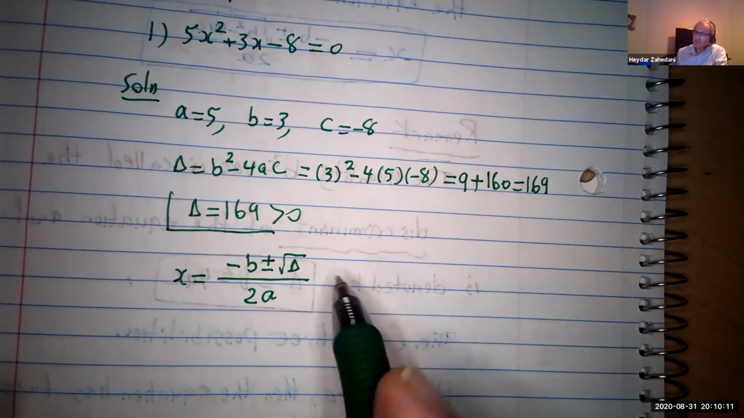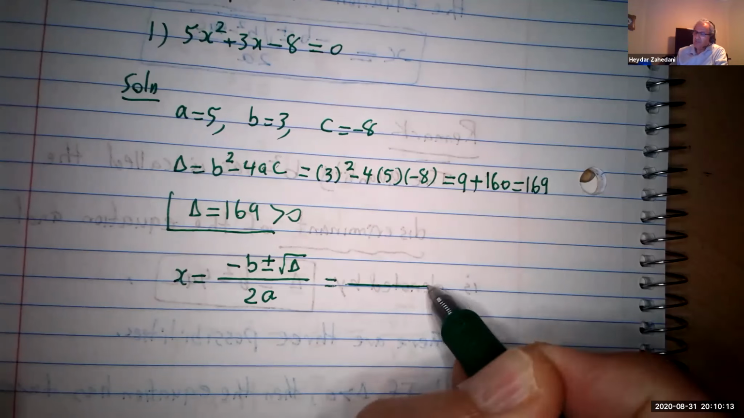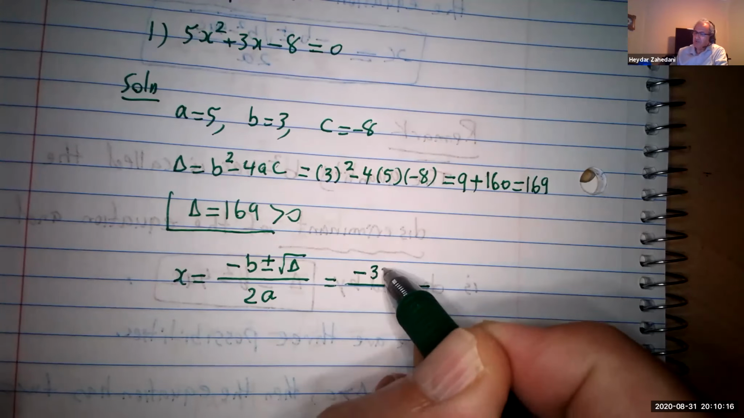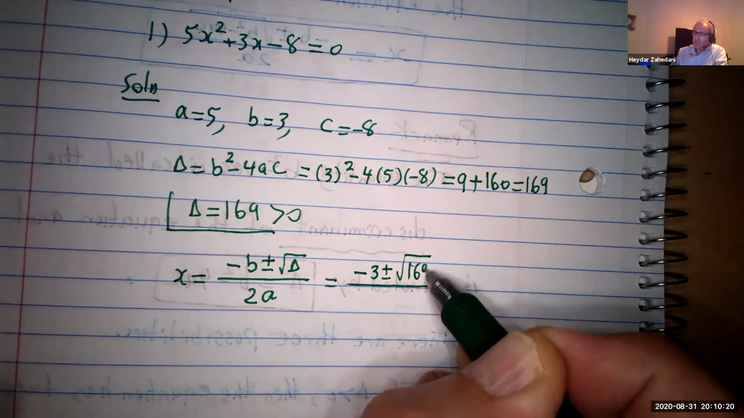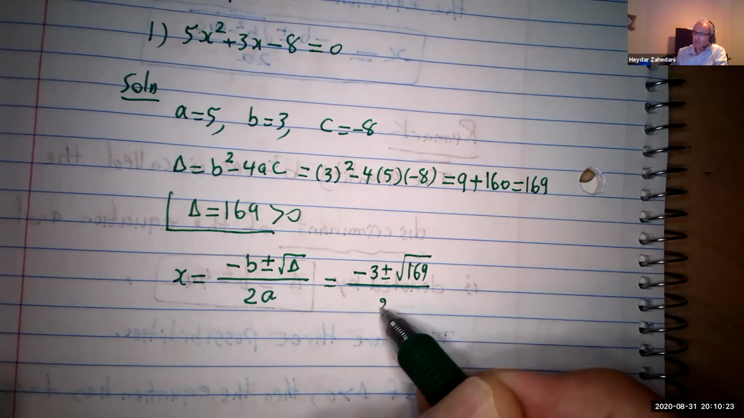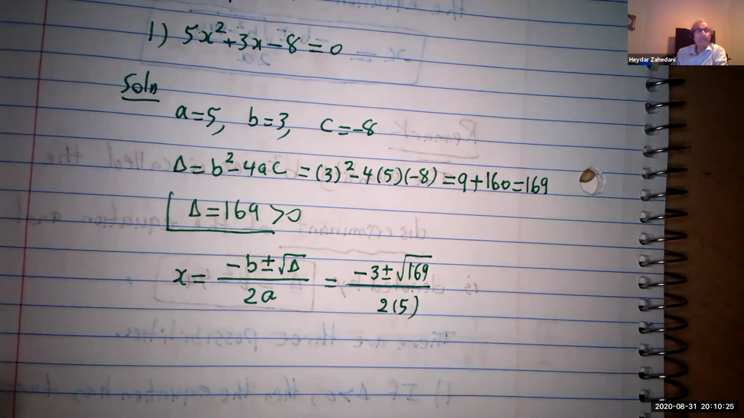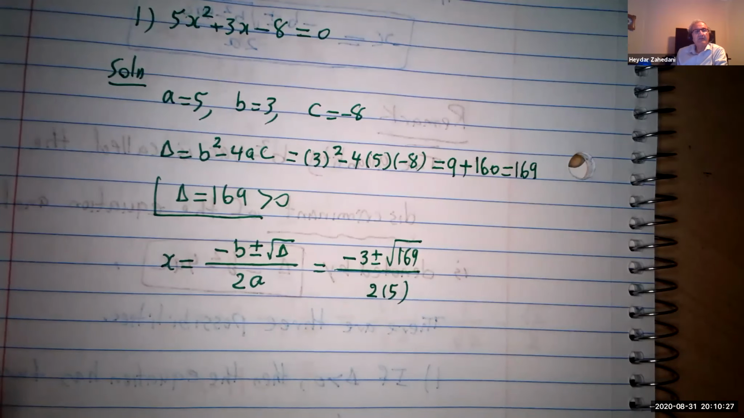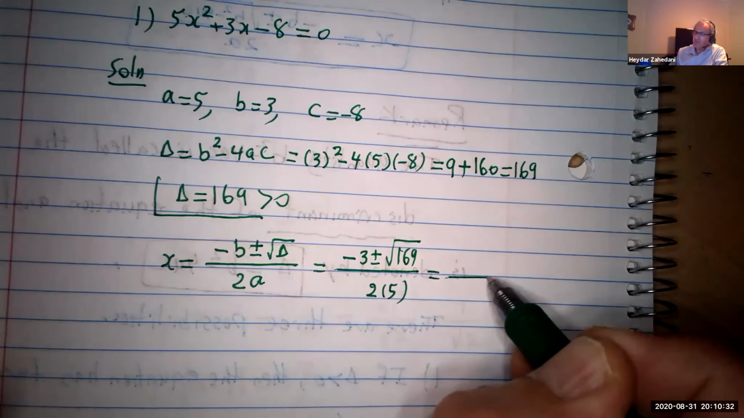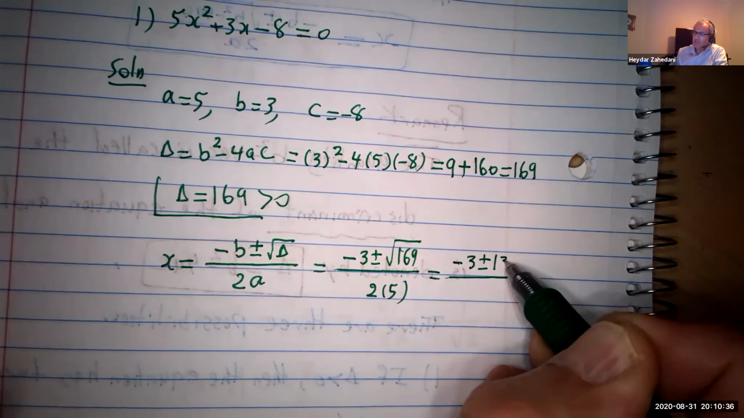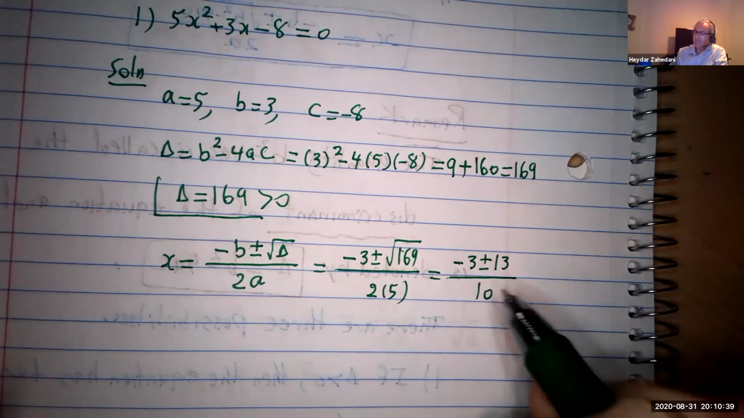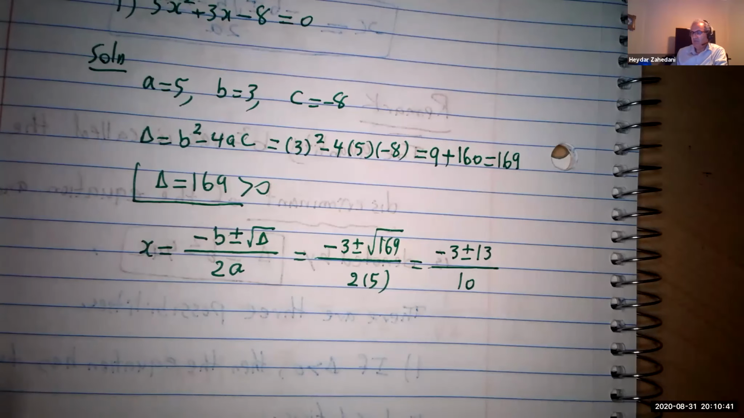So we're going to substitute. It's going to be equal to negative b, which would be negative 3, plus or minus radical delta, which is going to be 169, over 2a, which is going to be 2 times 5. Okay, radical 169 would be 13. So we continue, it's going to be negative 3 plus or minus 13, over 10, since it can be simplified. So we continue.